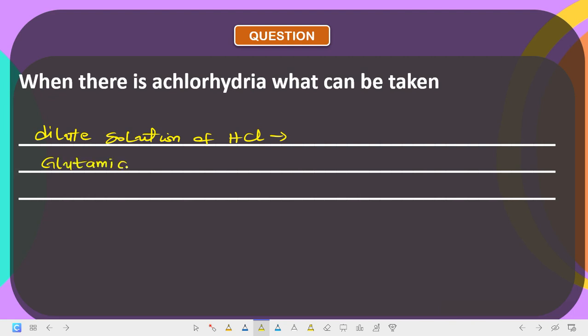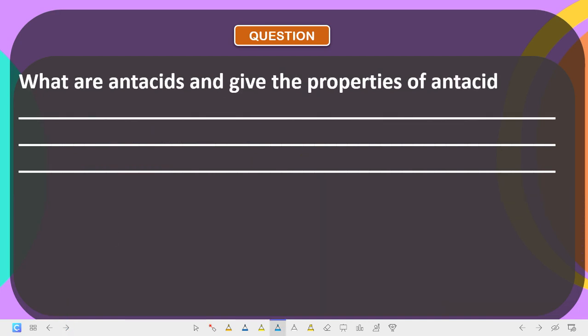We can use glutamic acid hydrochloride, or we can use glycine hydrochloride. So these are the substitutes that can be used in place of dilute solution of HCl. Okay, now the next: what are antacids, and give the properties of antacids.